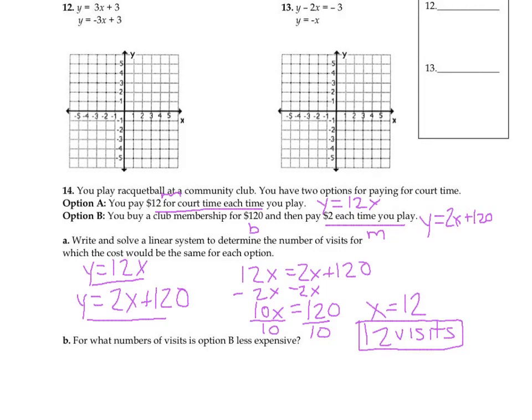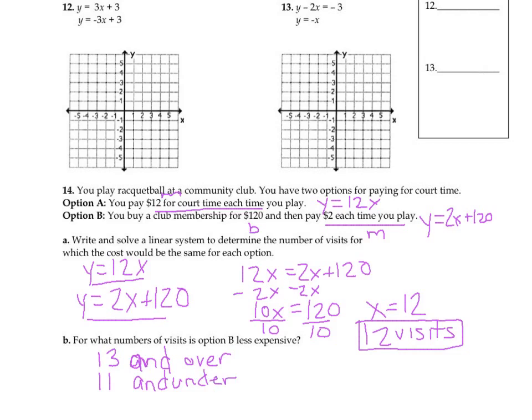For part B, it's asking for what number of visits is option B less expensive. So for this one, we want to think, if 12 visits means that the cost is the same for each option, would it be 13 and over, making option B less expensive, or would it be 11 and under? So we can try 13 and over first into each of our equations.